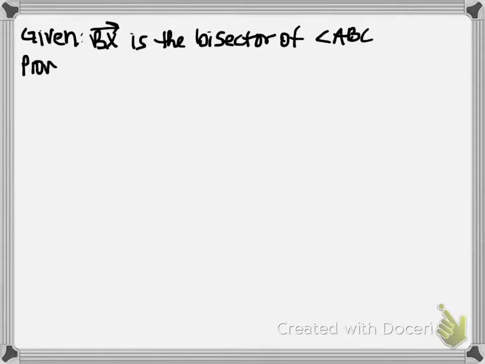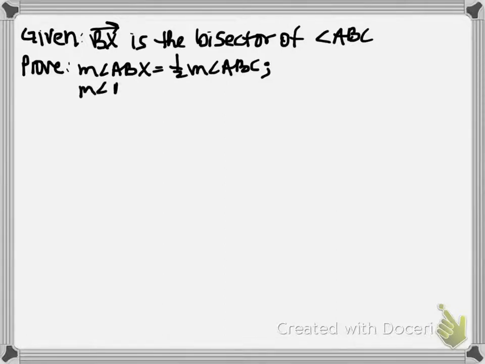And what we're going to try to prove is the conclusion that the measure of angle ABX is equal to 1/2 the measure of angle ABC. And then we're also going to prove that the measure of angle XBC is equal to half the measure of angle ABC.